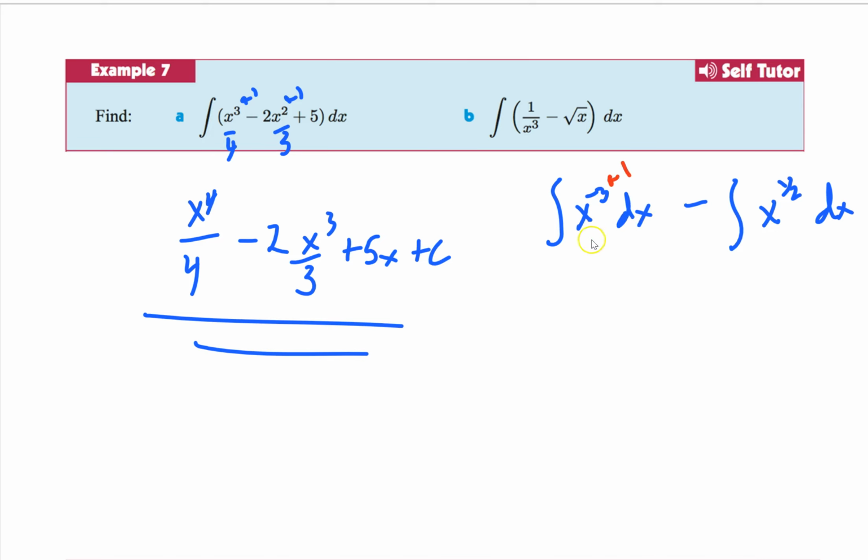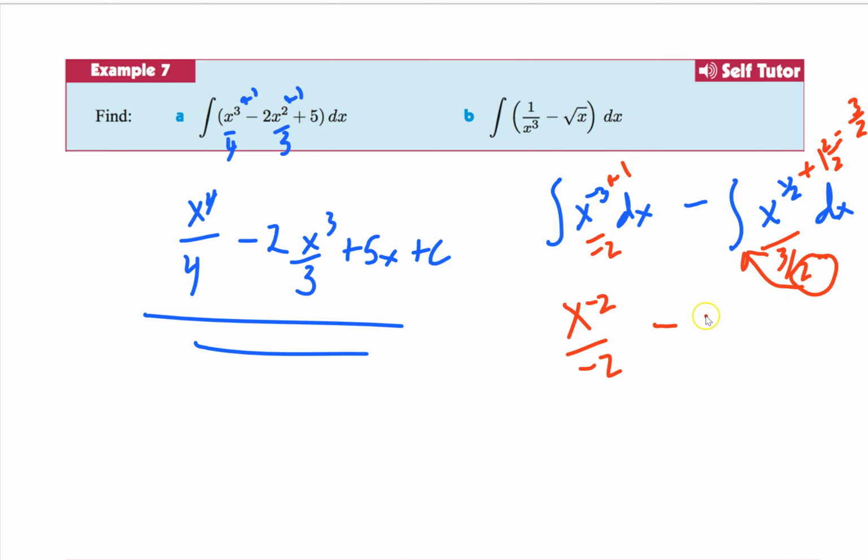So on this, I'm going to add 1 to the power divided by new power. x to the -2 over -2 minus add 1 to the power, which gives me 3 over 2, divided by my new power. Remember the shortcut? Just move the 2 to the top, so you don't have a complex fraction on there. And then don't forget the plus c. Right, so it's just straight up power rule. It's all we're doing. That's for these two.